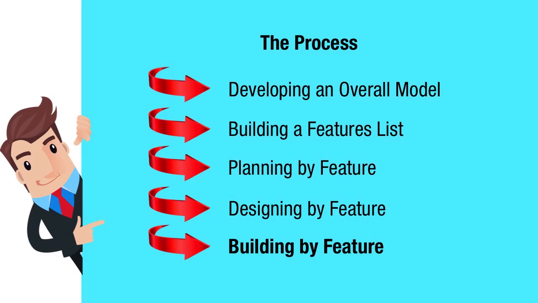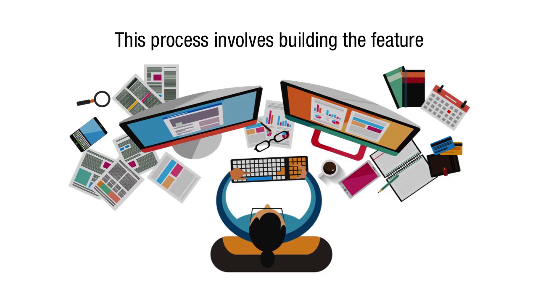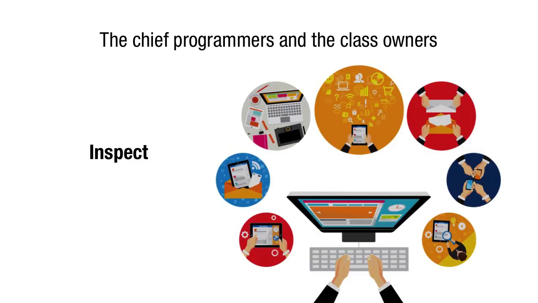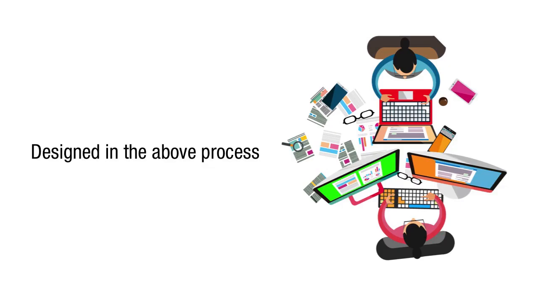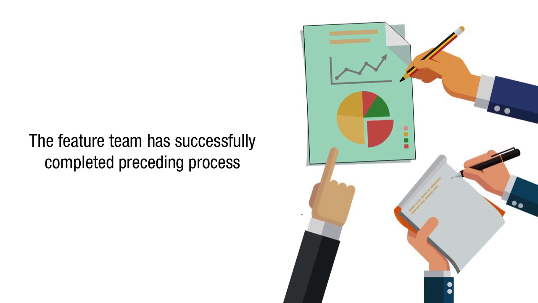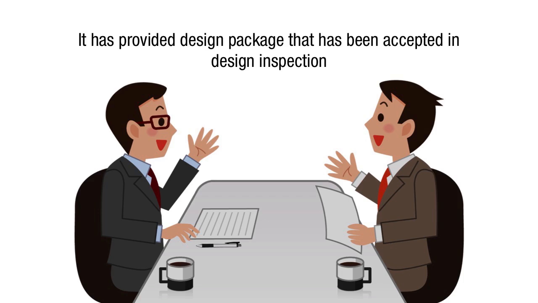Building by feature. This process involves building the feature. The chief programmers and the class owners implement, inspect, and test the code designed in the above process. Based on the outcome, changes are incorporated into the next iteration. Entry criteria. The feature team has successfully completed the preceding process. That is, it has provided a design package that has been accepted in the design inspection.